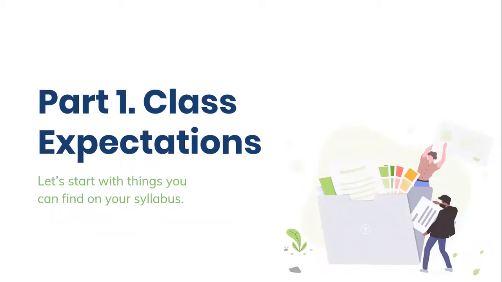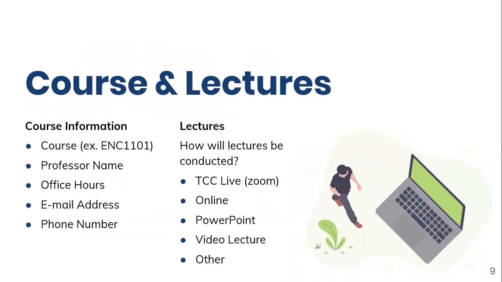The first area of the online learning plan is class expectations. And these are things that you can find on your syllabus. This is information like, what class am I taking? Who is my professor? What are the office hours for my professor? What is their email address and what is their phone number? You'll also find here how lectures are going to be conducted.